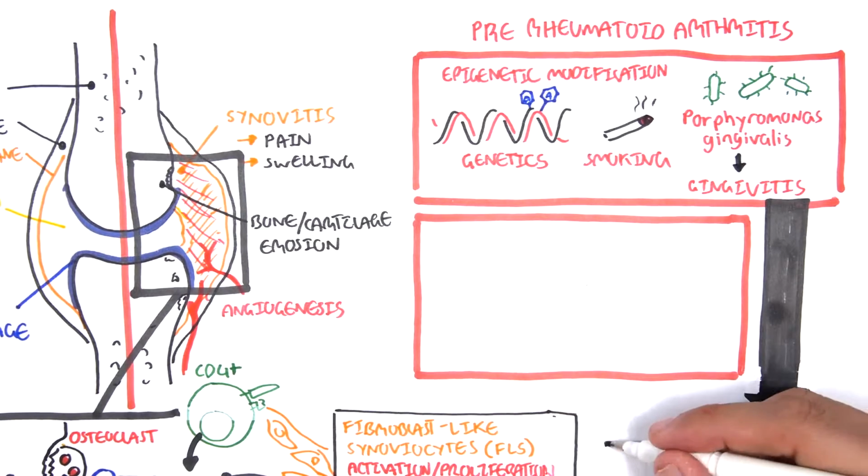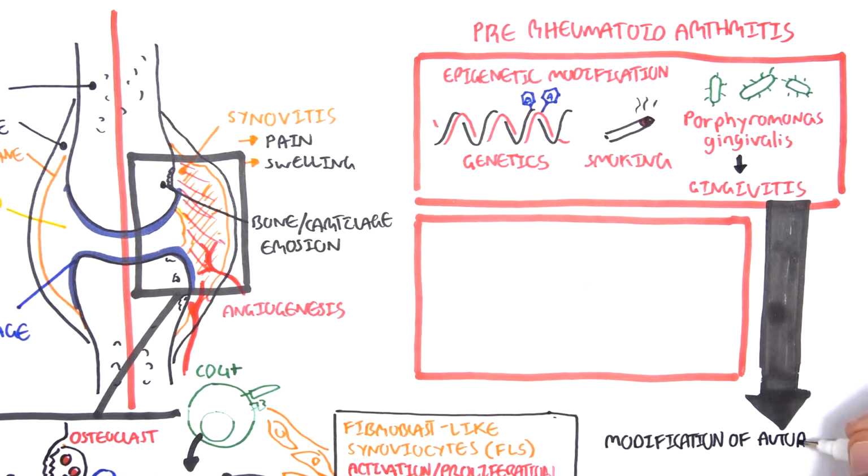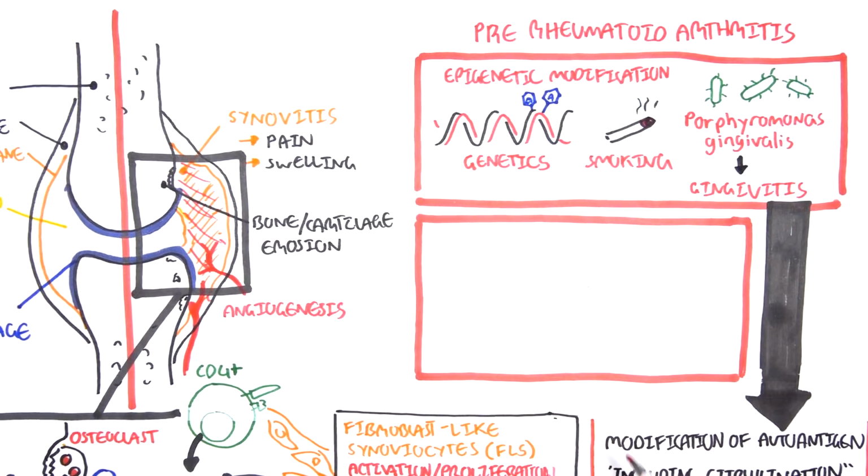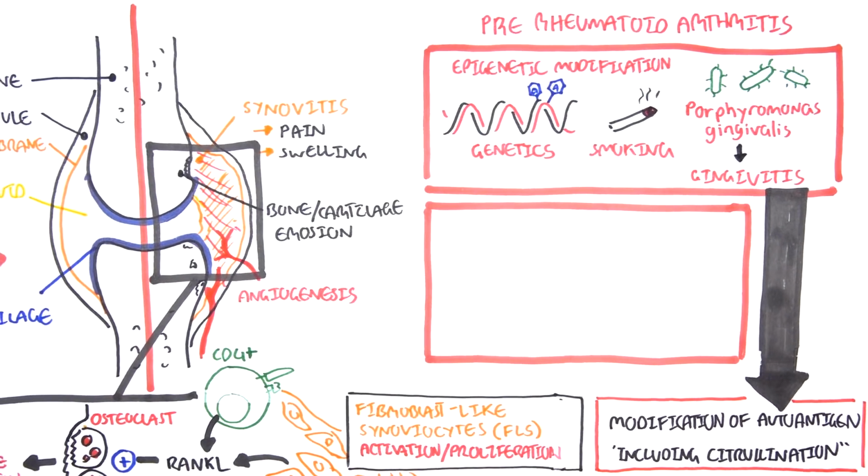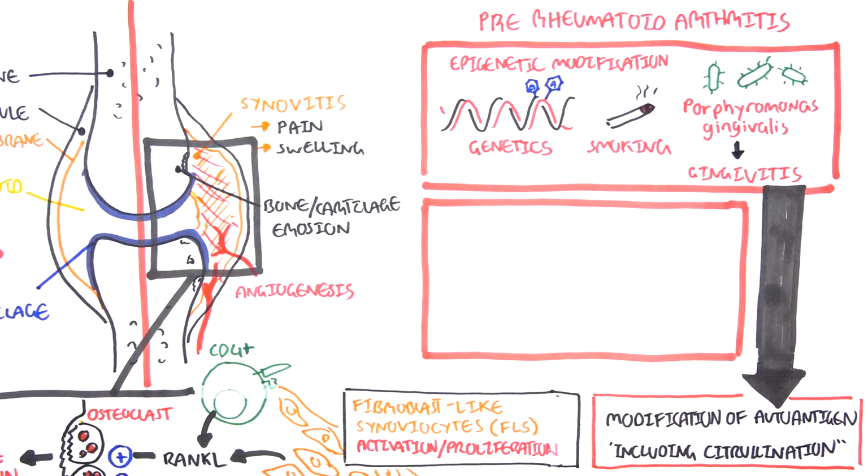What do I mean by modifications of autoantigens? What I essentially mean is modification of your own antigens to make them seem foreign to the immune cells. So these things can lead to modifications of your own antigens, leading to an immune response. And the modifications of autoantigens include what's known as citrullination.